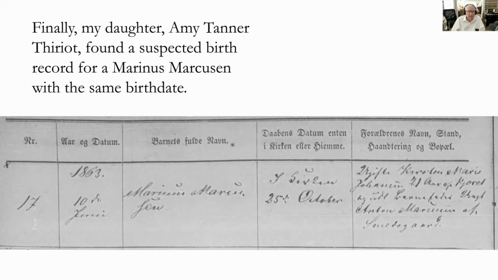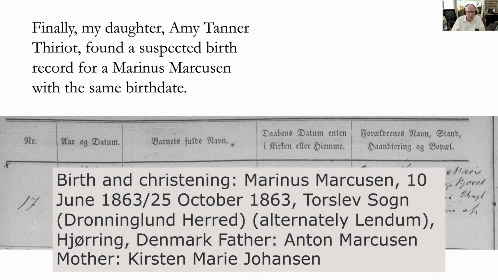So then what happened? Well, my daughter, Amy Tanner Theriot, who is an exceptional professional genealogist, found a suspected birth record for a Marinus Markusen with the same birth date in Denmark, in the exact place where the Jensen family and the Christensen family were living. So the question is, did this Marinus, who had the same birth date, happen to be the person? And here's the information that she found.